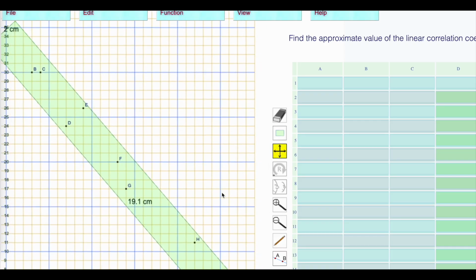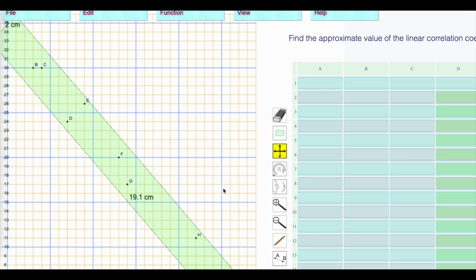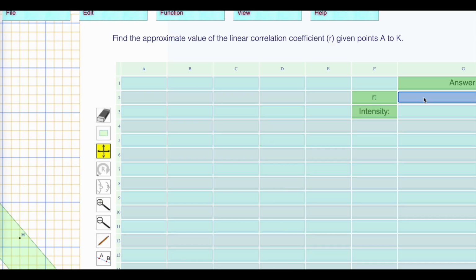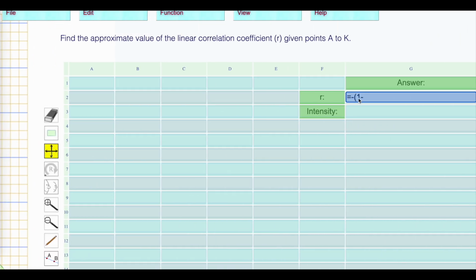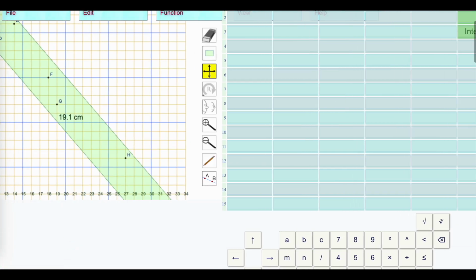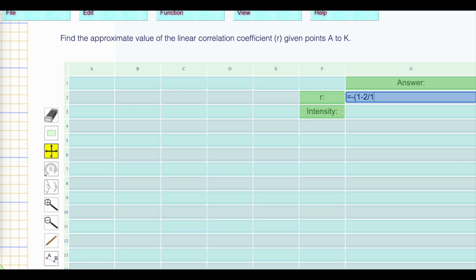Now to figure out the correlation coefficient. It has a negative slope. I'm going to put a negative in front of 1 minus the small dimension, or the width, which is 2 centimeters, divided by the big dimension, or the length, 19.1. That gives us 0.89, rounding the 7 up to a 9, at 5 decimal places.